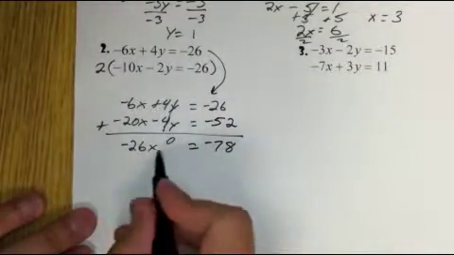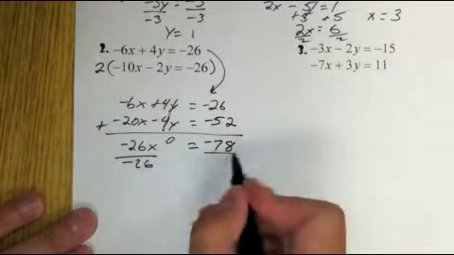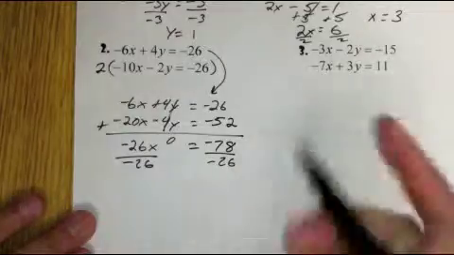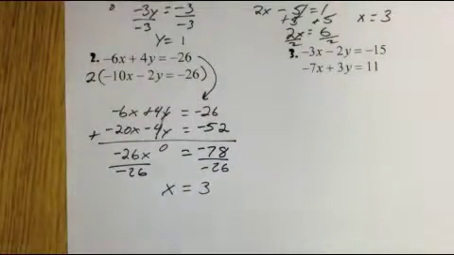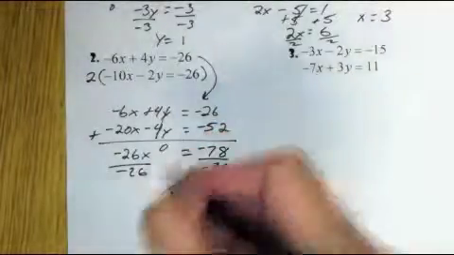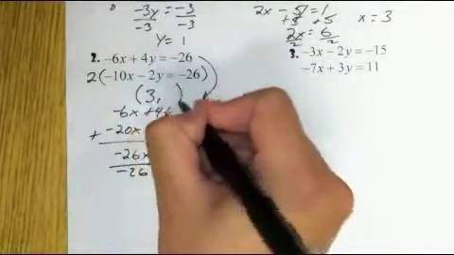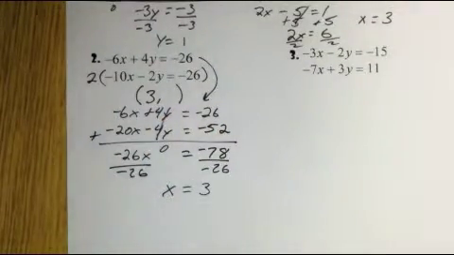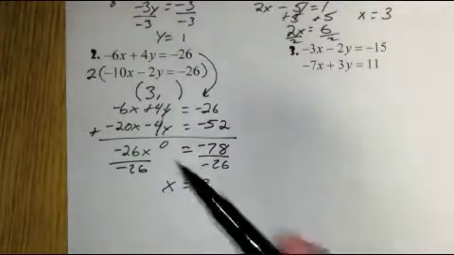Okay, what do you think you're going to do to get this x by itself? Divide. What are you going to get? Well, it's going to be a positive number, and it's going to be 3. Okay, so far your solution for this one, I'll put it up here, is 3 comma something. We don't know yet. How do we find the y value? Substitute 3 into x in one of the equations. I'm going to use this top one.